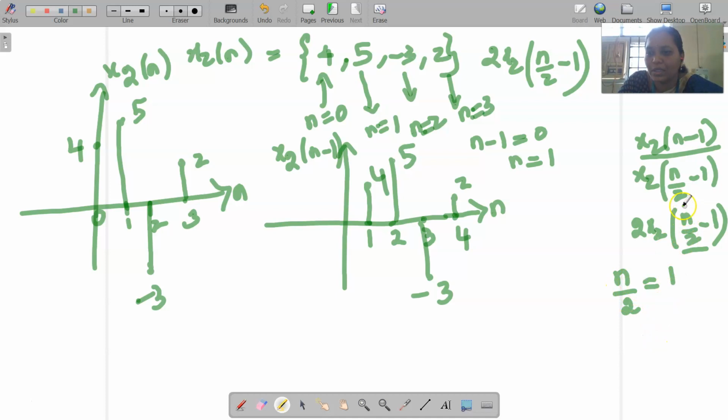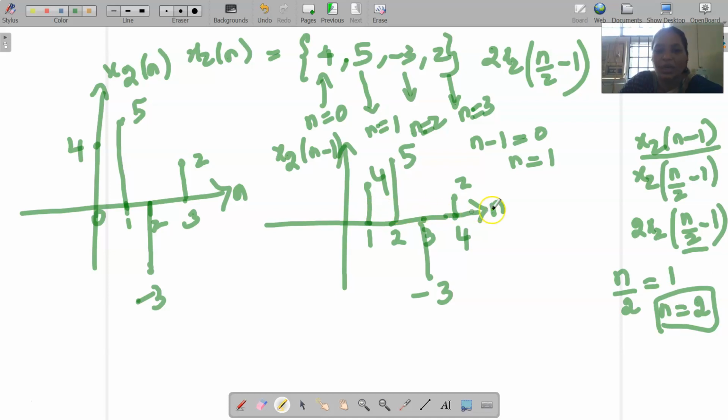Okay, so we have to equate whatever the value here. For example, if you have 3n, we have to equate 3n equal to 1. If you have n by 2, then equate that to 1. If you have n by 4 equal to 1. Okay, so like that substitute and find out the n value. So n equal to 2.